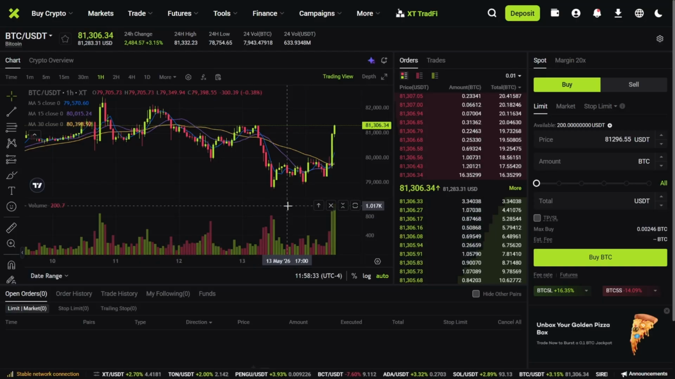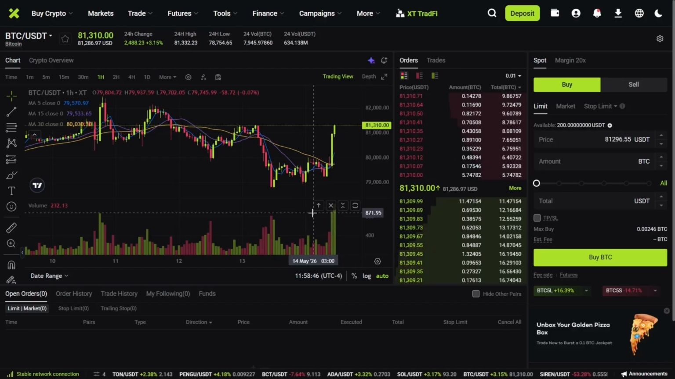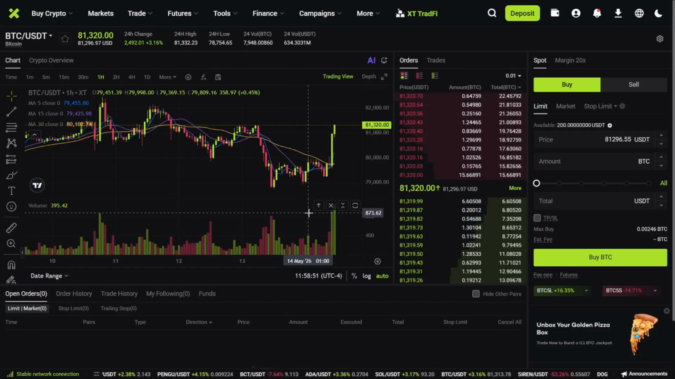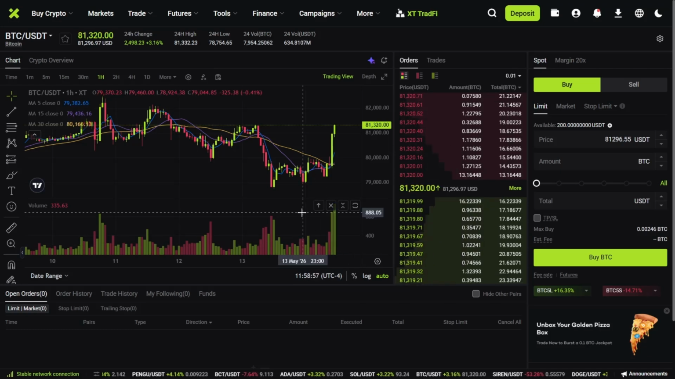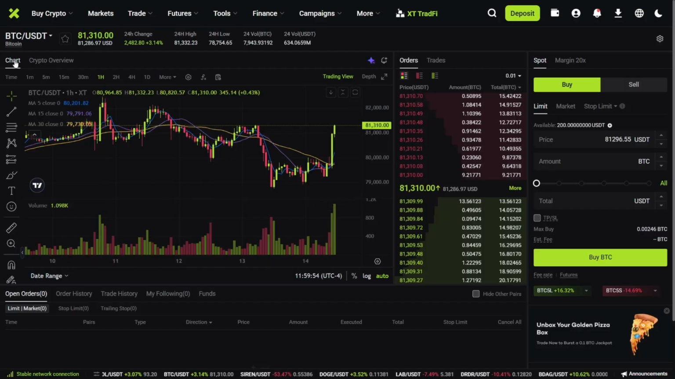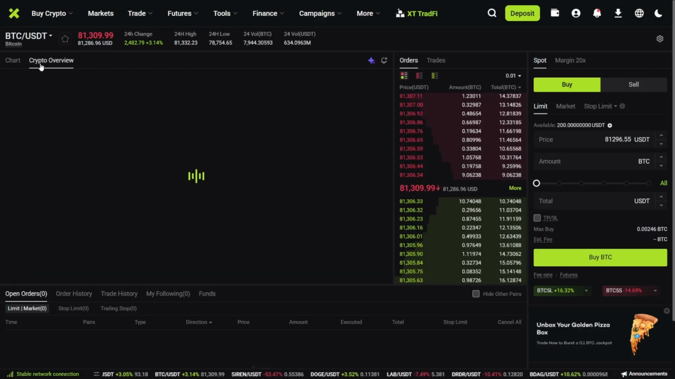Volume shows how much of an asset is being traded during a certain time period. Higher volume, like right now, usually means there's more activity and liquidity in the market, and lower volume means there's less activity. So overall, the chart helps you understand price movement, spot trends, and make more informed trading decisions before placing a trade. Just to the right of the chart option, we can see Crypto Overview.